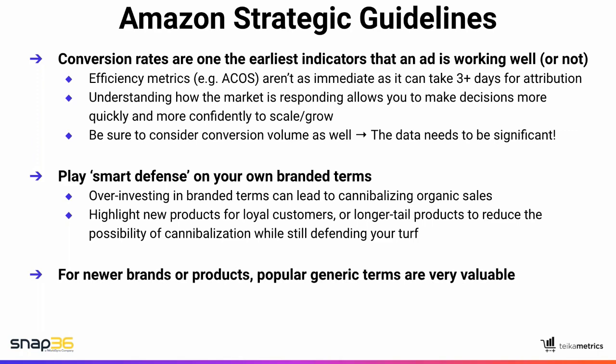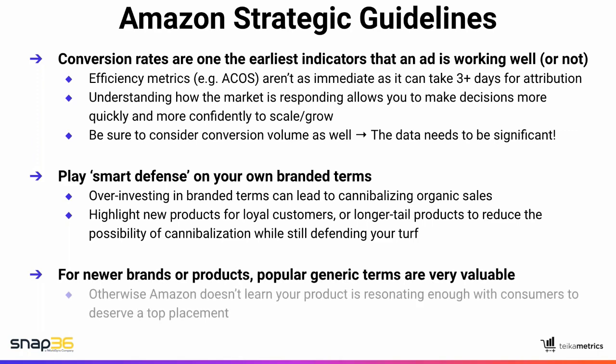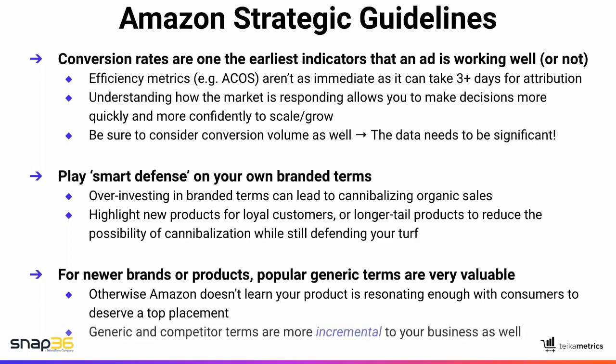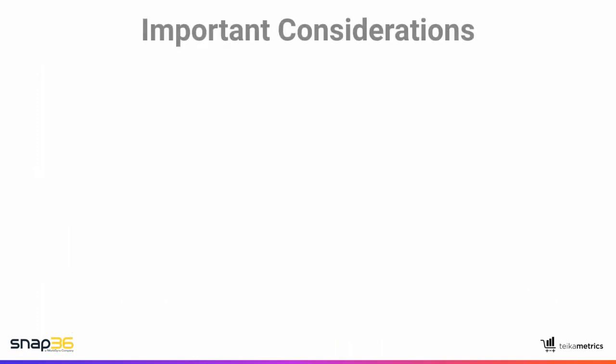For brands and products, use generic terms as well, because Amazon's going to put a lot of weight in how you resonate for very high traffic search terms, or even longer tail search terms that have the base generic terms that convert well. Also, if you focus on generic and competitor terms, they are more incremental to your business, meaning that you're winning new customers that you wouldn't have gotten otherwise without advertising.